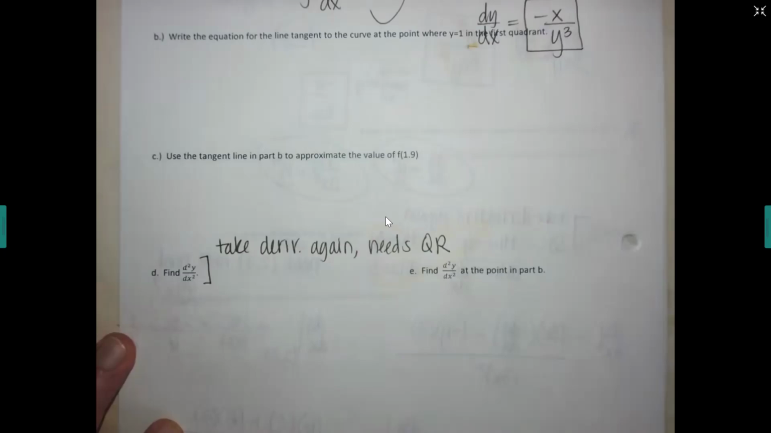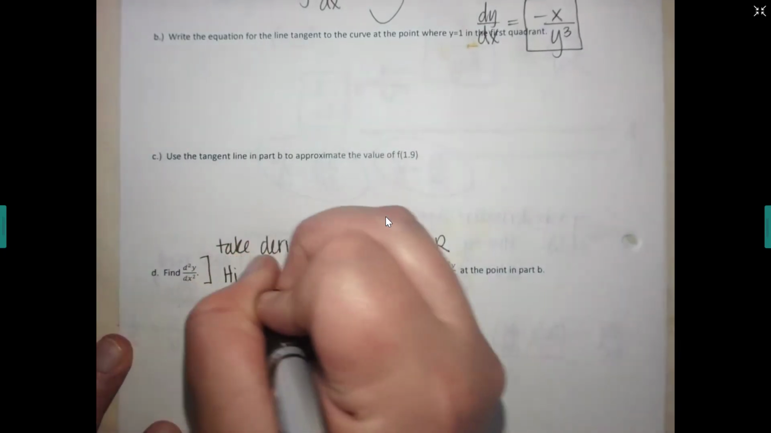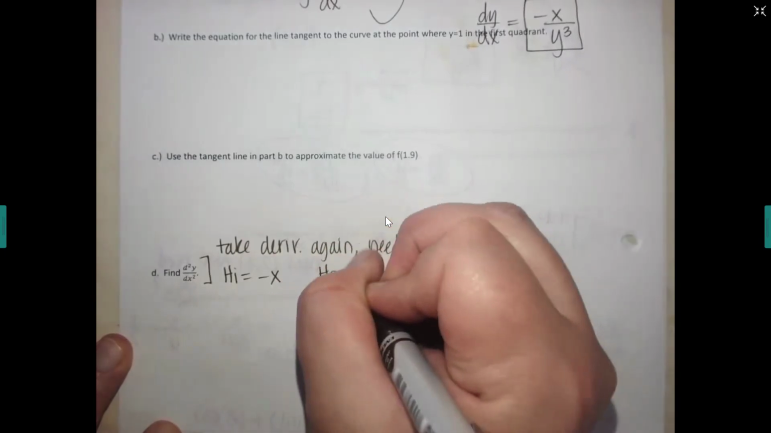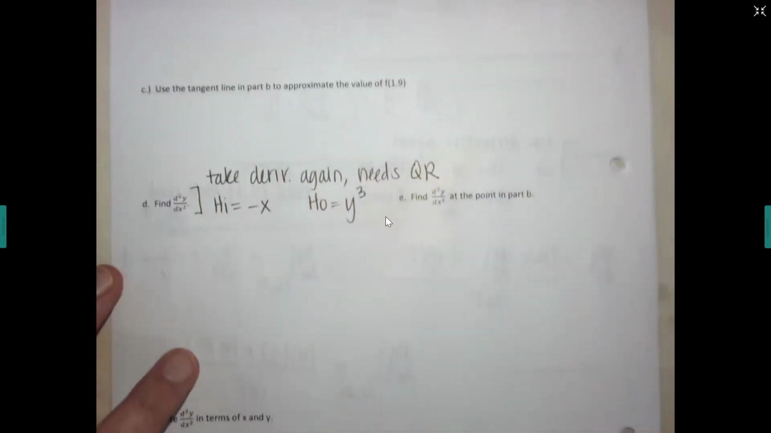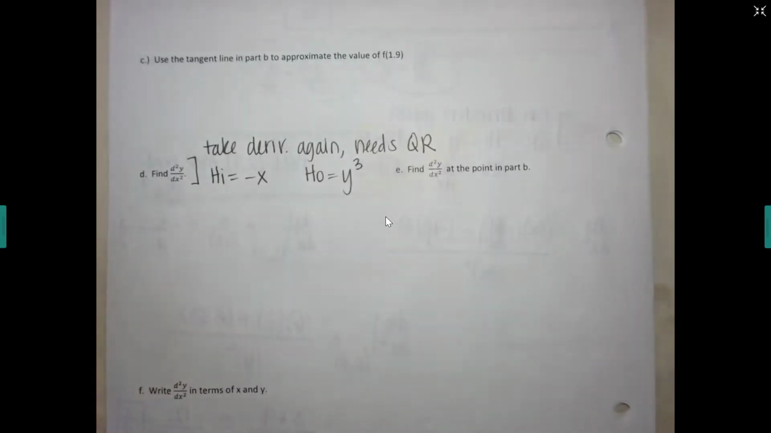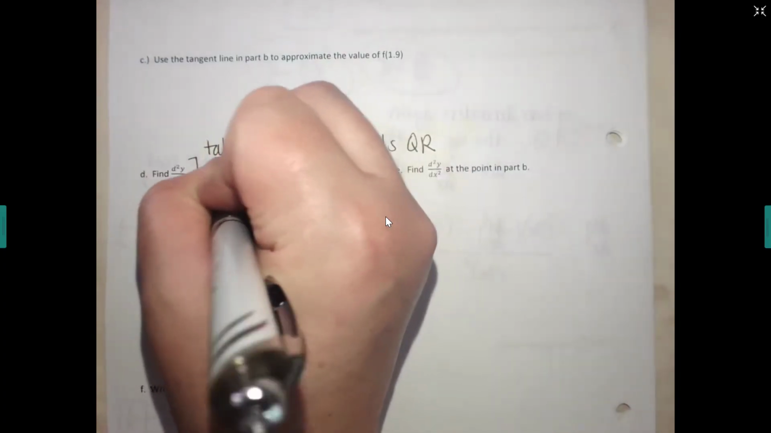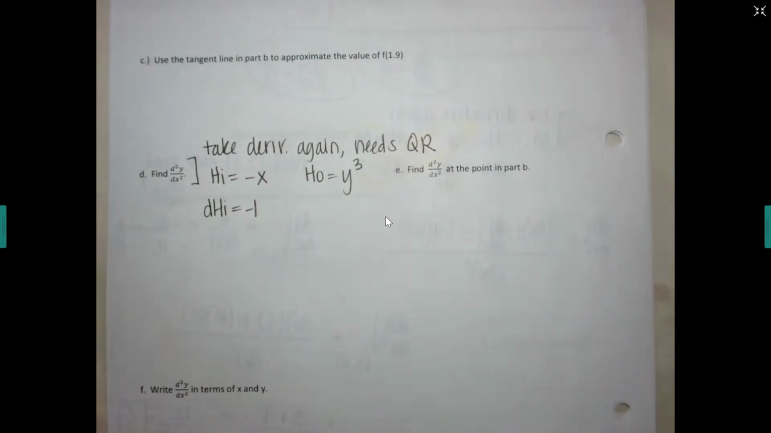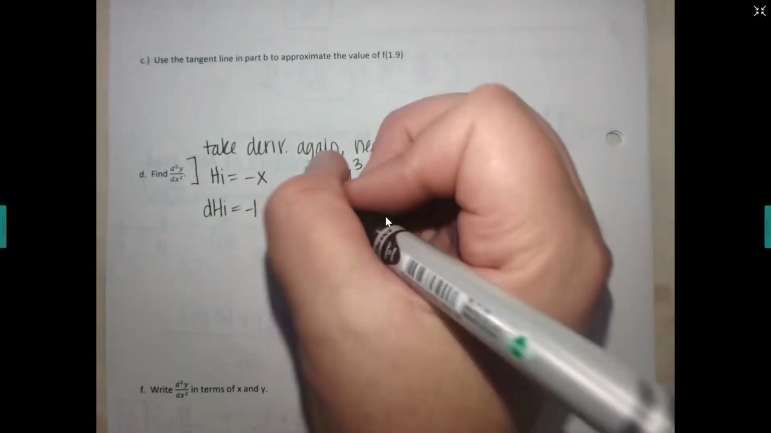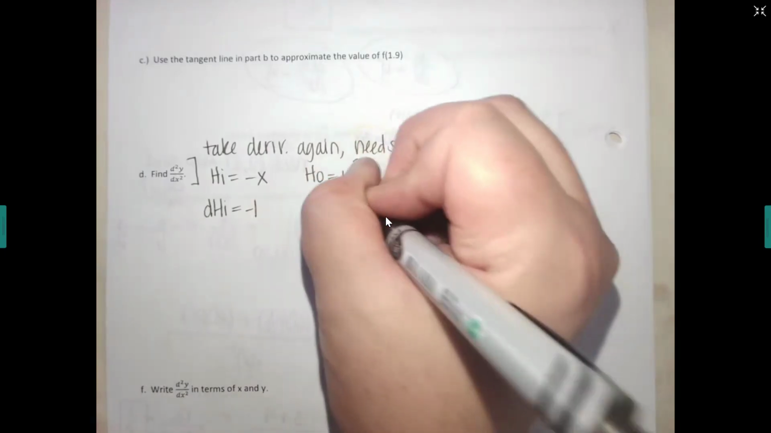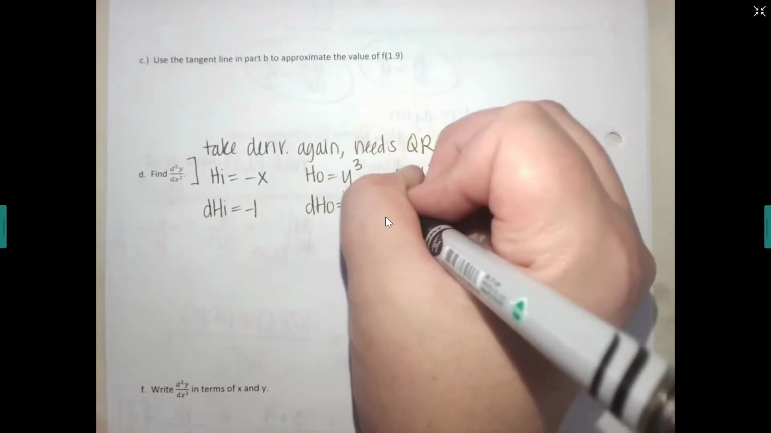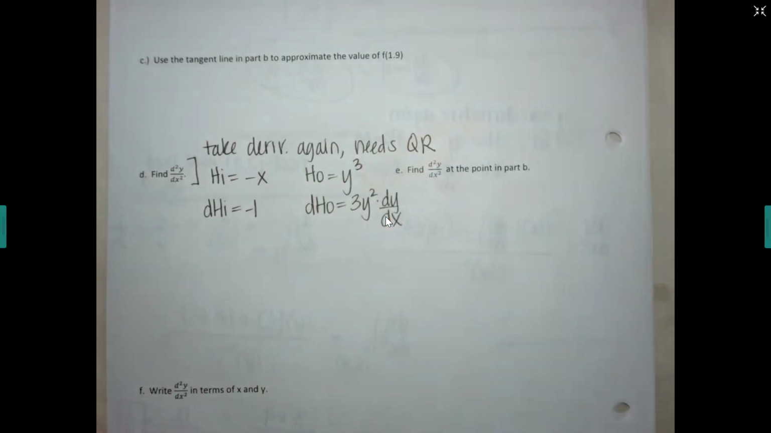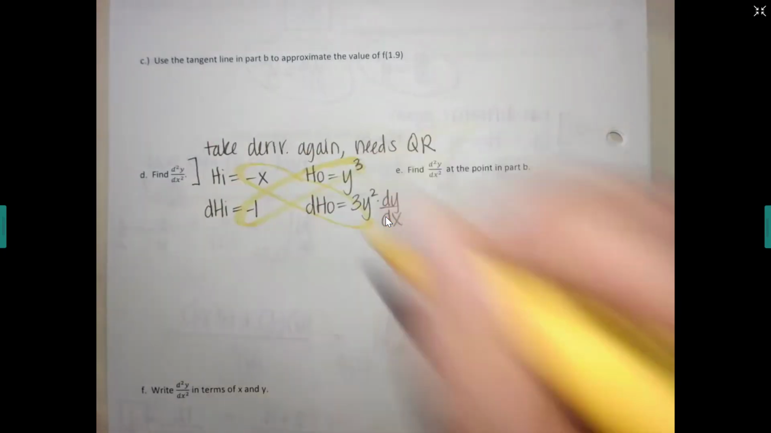So my high is going to be a minus x. And ho is going to be y to the 3. What's d high? -1. What's d ho? 3y squared dy dx. Okay, then from there, I'm going to write my second derivative. Remember, the order matters for quotient rule. It's ho d high minus high d ho.